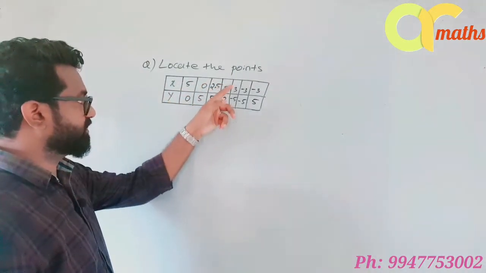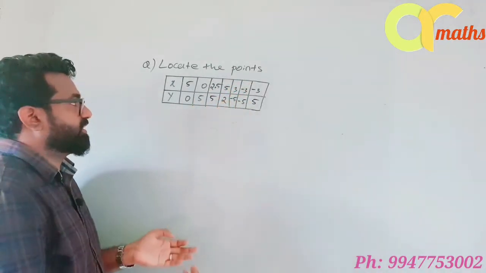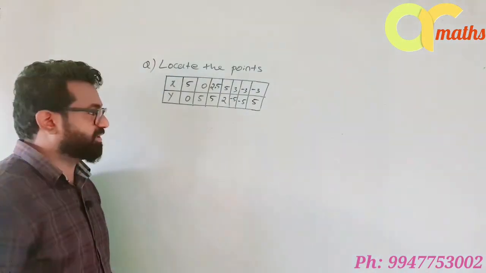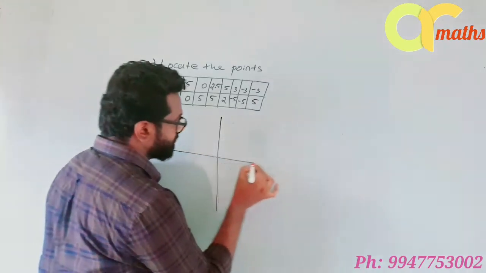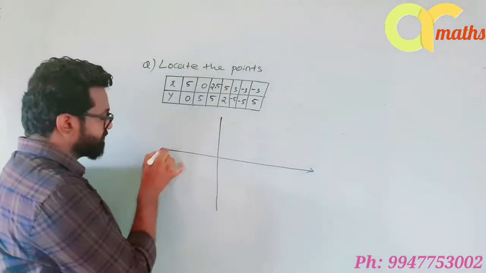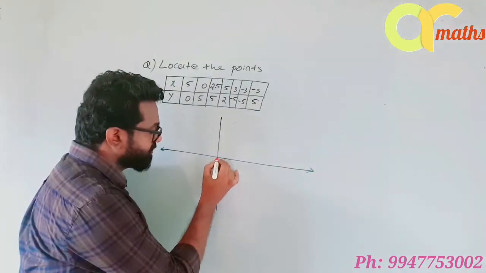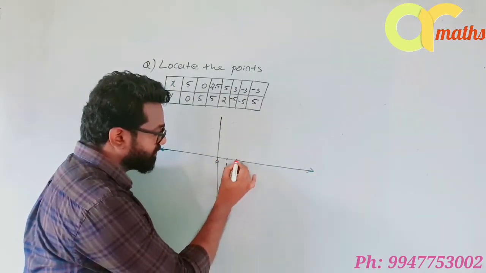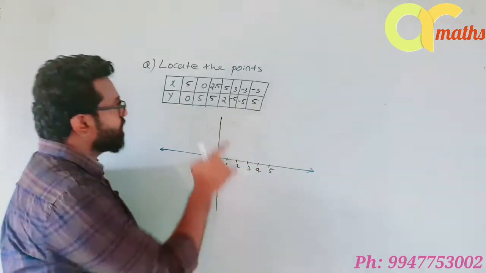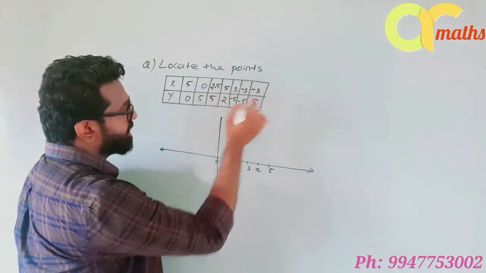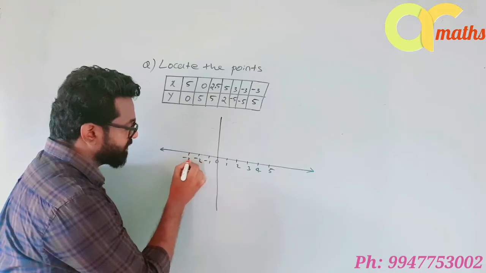Okay, next our question is locate the points given below: (5, 0), (0, 5), (2.5, 5), (5, 2), (3, minus 5), (minus 3, minus 5), (minus 3, 5). So, we have to locate these points on a Cartesian plane. So, we have to draw two axes. On x axis, what is the larger value? 5. So, 0, 1, 2, 3, 4, 5. What is the minimum value here? Minus 3. So, minus 1, minus 2, minus 3 up to minus 3.